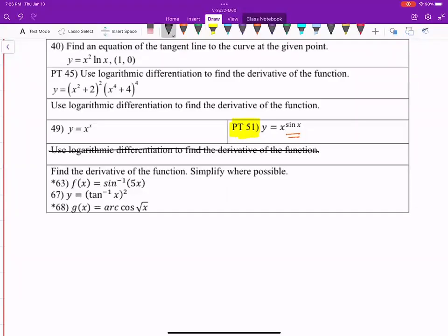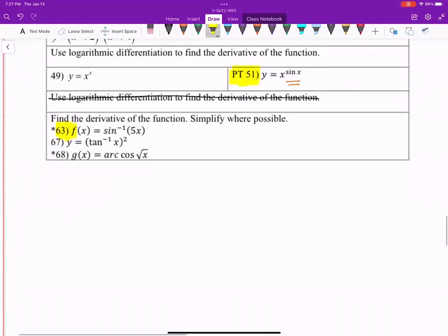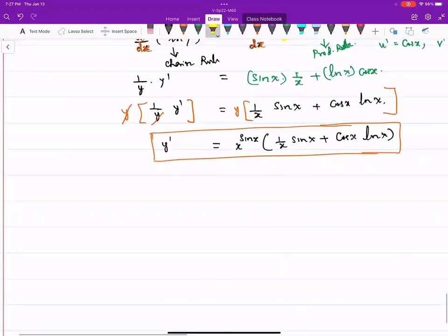So let's try some problems involving inverse functions, inverse trig functions. Let's try number 63. Find the derivative of the function f of x equal to sine inverse of 5x. So 63, find the derivative of inverse sine of 5x. f of x equal to sine inverse of 5x.